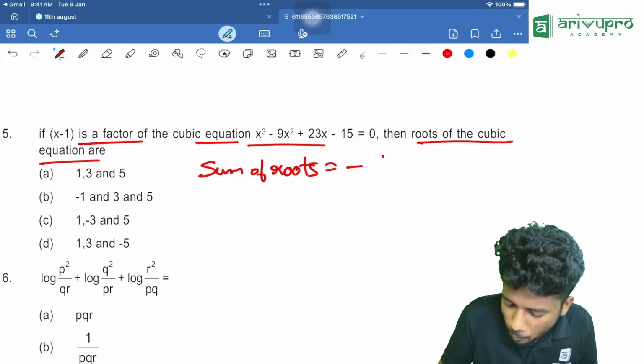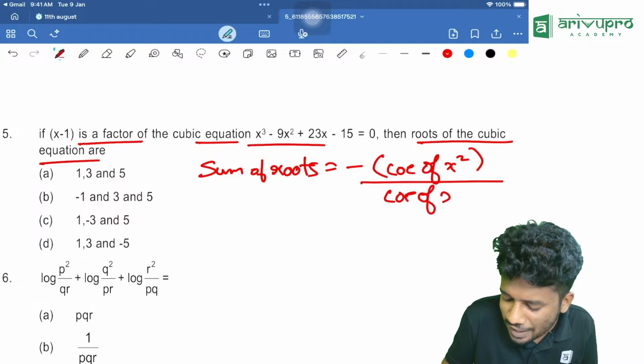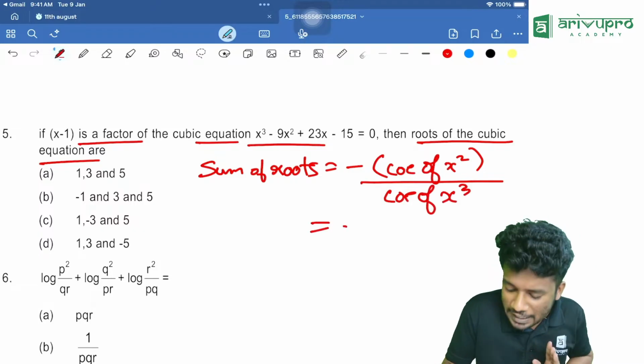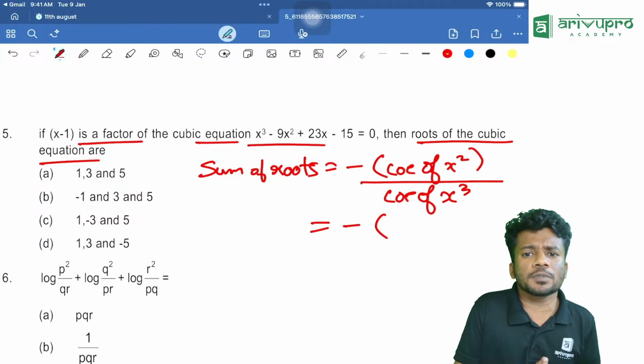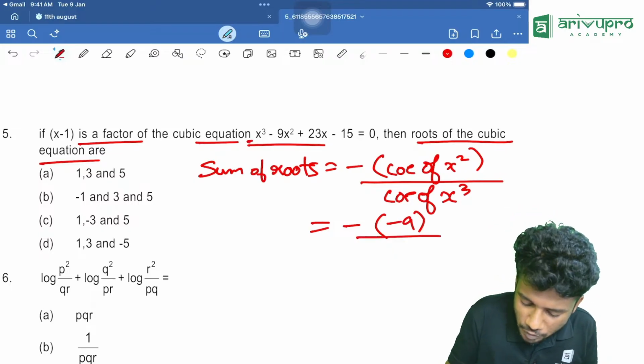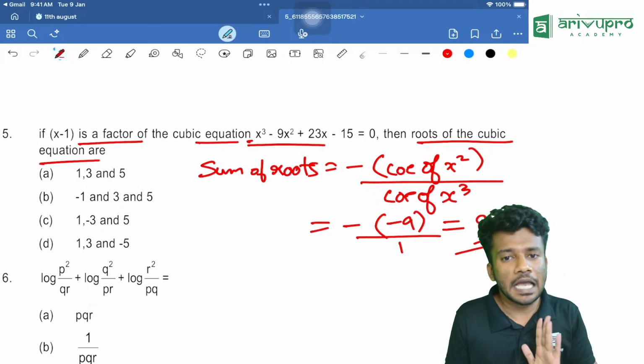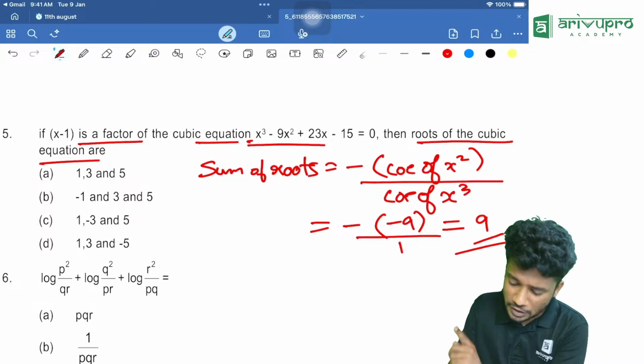The sum of the roots is nothing but minus coefficient of x square divided by coefficient of x cube. Here minus of coefficient of x square is how much now? That is nothing but minus 9 divided by coefficient of x cube, which is 1. Minus of minus 9 is 9. So our sum of the roots is 9.